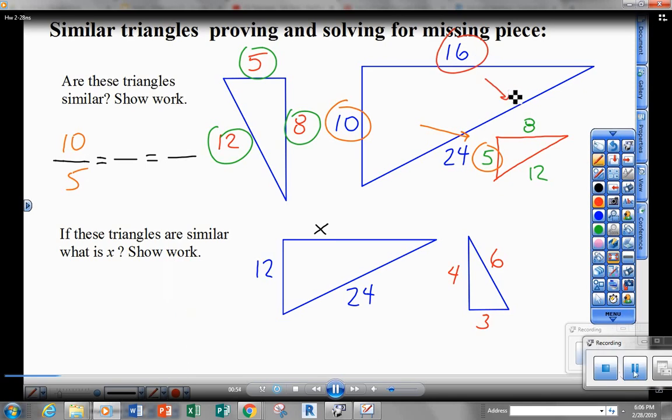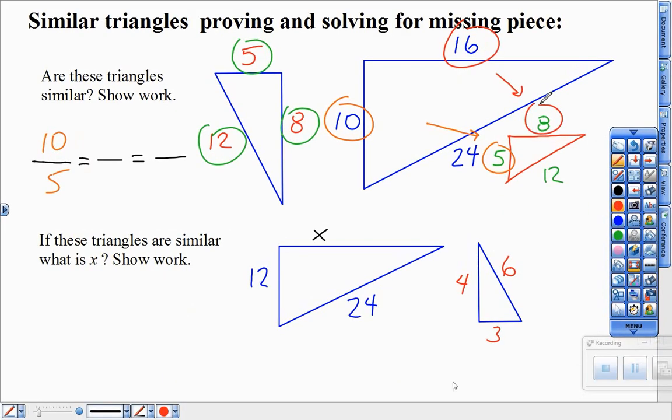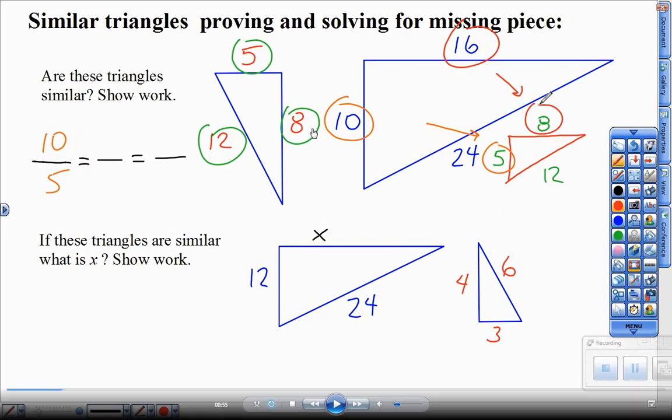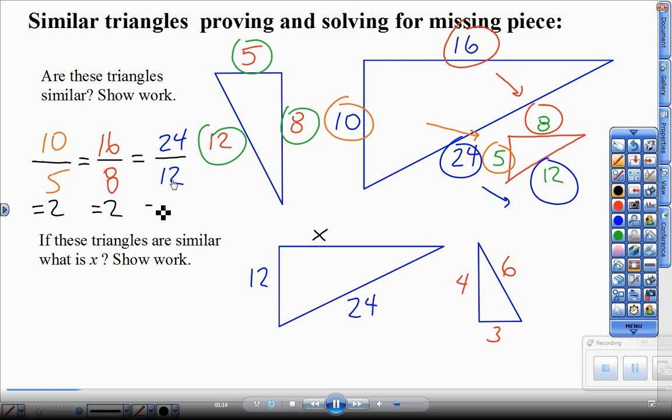So 16. So again on this one, 10 over 5, keeping consistent. 16 over 8, keeping consistent. 24 over 12, from big to small. And you can see all these equal 2. 10 divided by 5 is 2. 16 divided by 8 is 2. 24 divided by 12 is 2. If one of these was not 2, that would have been a no. The first word is do.